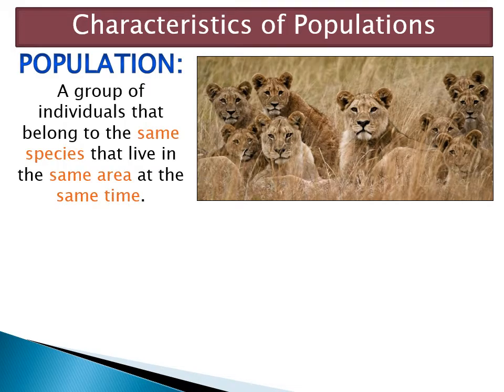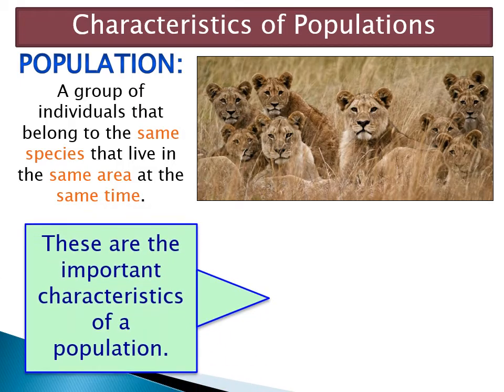So what is a population? The definition of a population is a group of individuals that belong to the same species living in the same area at the same time, all right? So all of the lions of the world are not necessarily a population, but all the lions in the Serengeti that live together as a pride, that is a population of lions. So they have to be in the same area at the same time.